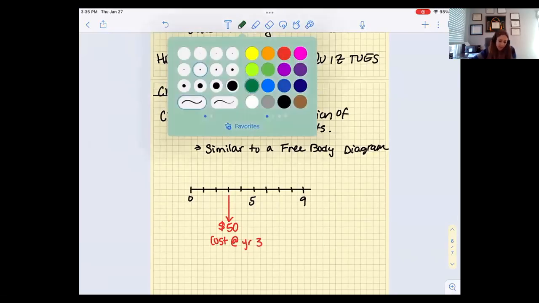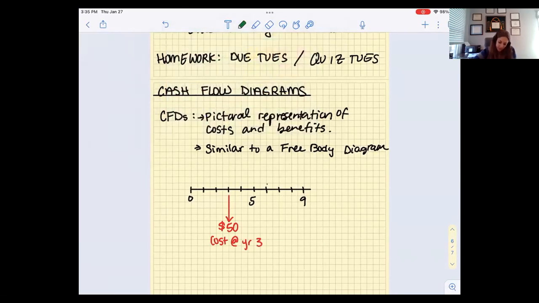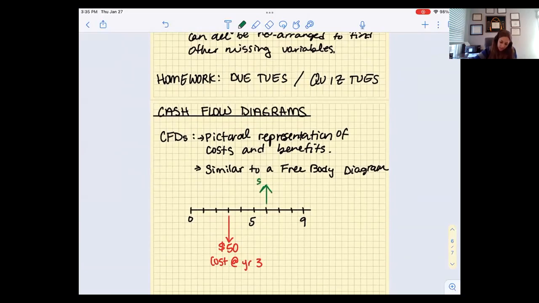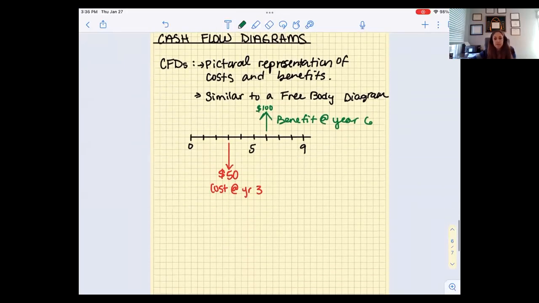Or let's say you made $100 at year 6. Someone handed you a $100 bill. You've got an up arrow at year 6, and you would label that $100, which represents some sort of benefit at year 6. So that's what I mean by a pictorial representation of costs and benefits. So you would translate a problem statement to a picture like this.